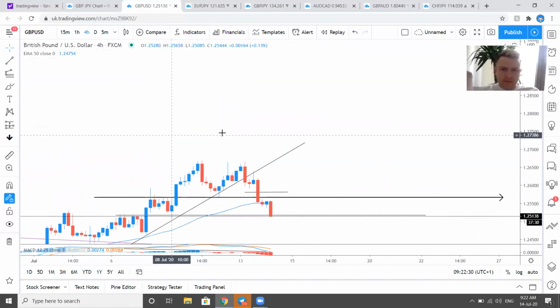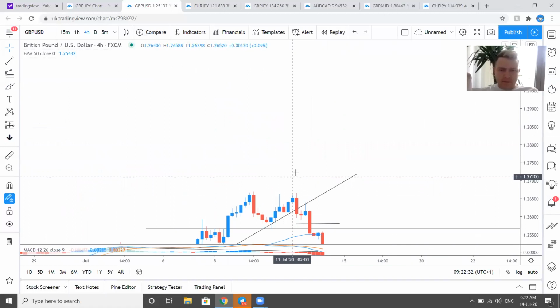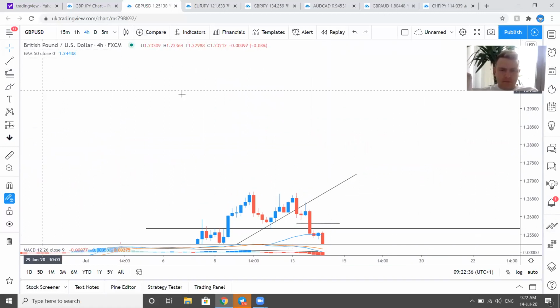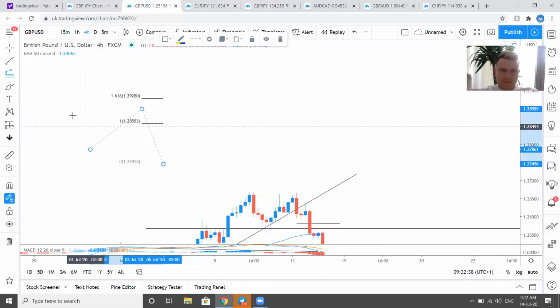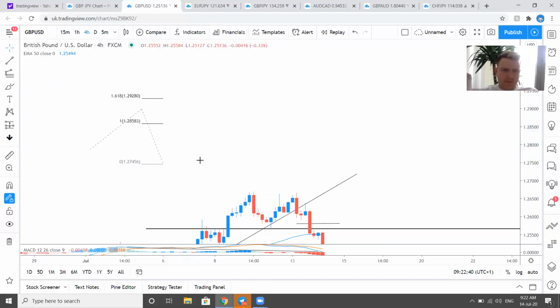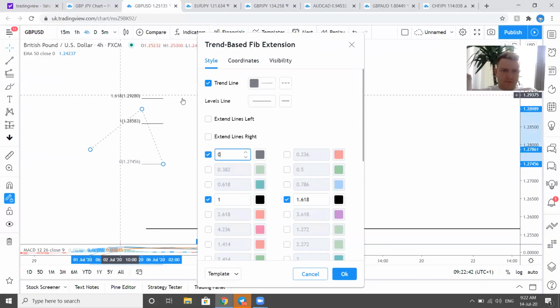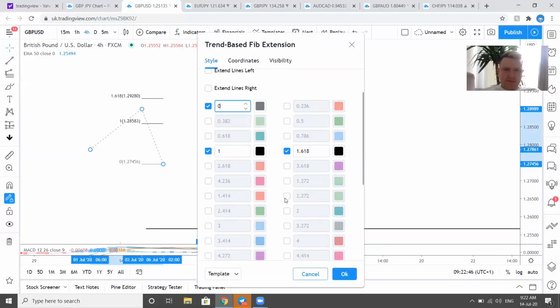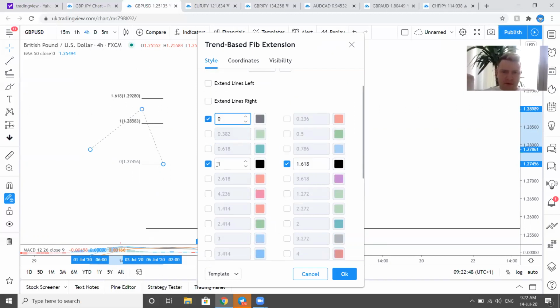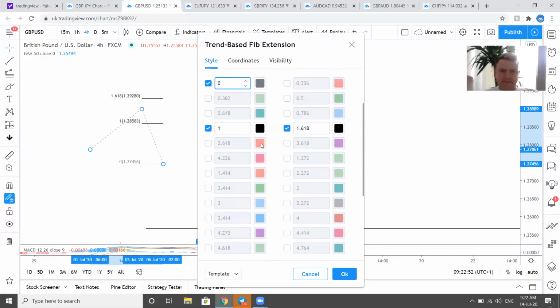So the fib extension works exactly the same as the fib retracement. There's no need to get confused with it. The only difference is I have removed every other level. I've double clicked it, gone into style, and unchecked everything apart from the 0, the 1, the 0.658, and the 1.618. Because otherwise, it looks like you're putting a unicorn rainbow on your chart. It looks ridiculous. The amount of noise it adds is phenomenal.